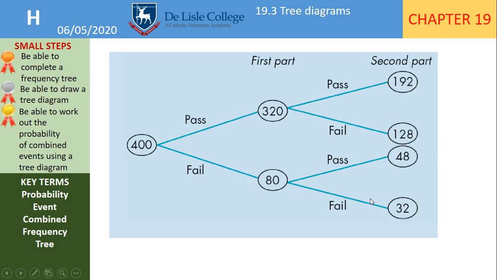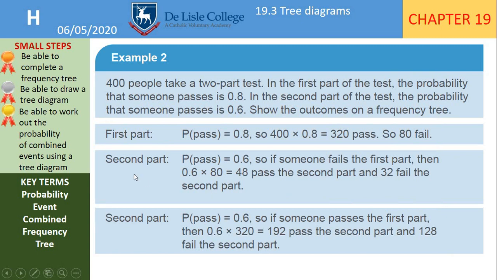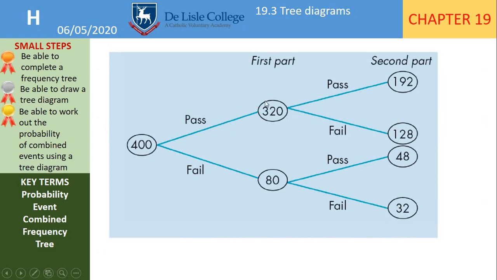So to work out the answers for the second part, we were told in the second part the probability that somebody passes is 0.6. So 0.6 multiplied by the 80 that failed, this is this one. So 0.6 multiplied by 80 would give me that 48 would pass the second part. And then I just need to take this from 80 to work out that 32 would fail.